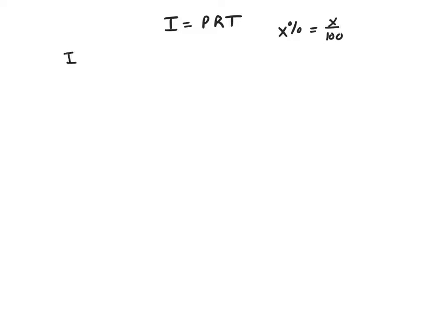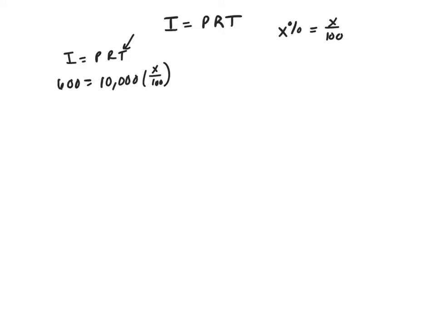So for this first one, interest is principal times rate times time. They tell me the interest earned is $600. $10,000 is invested at an X%. I equal PRT, so that's going to be X over 100. And the time is 1 year, so times 1, that doesn't change anything.